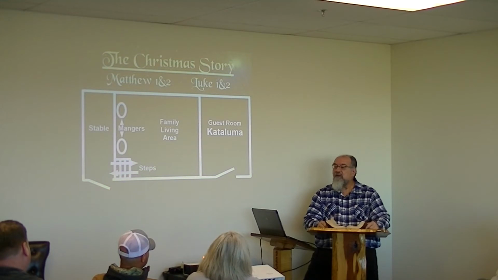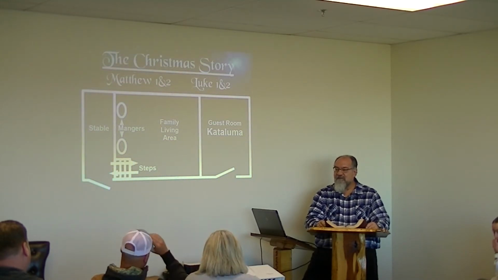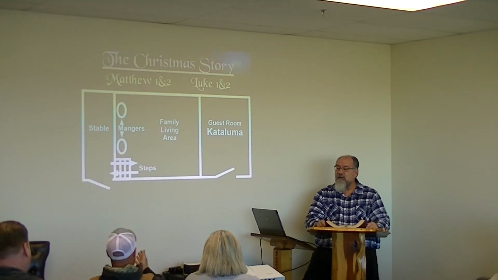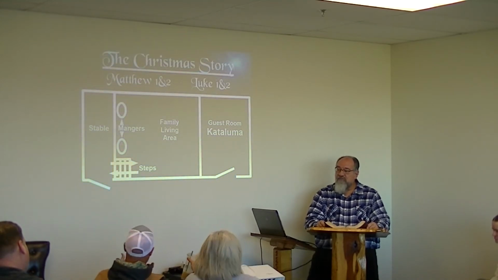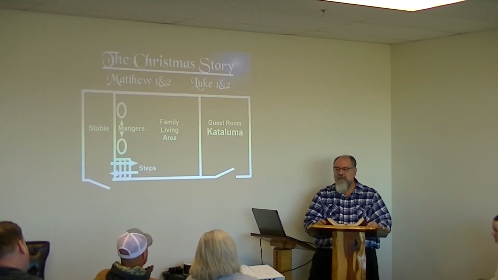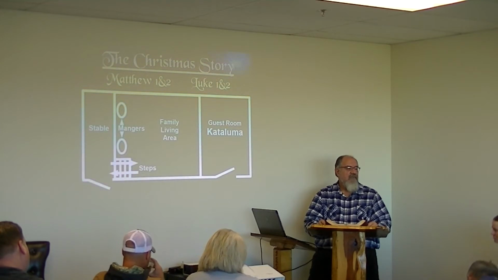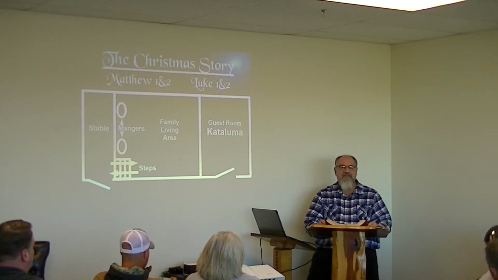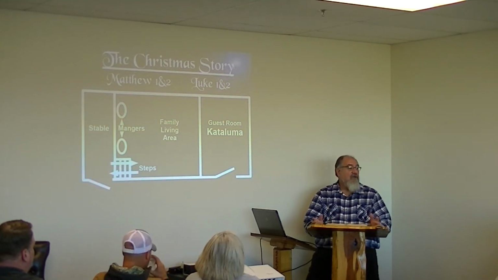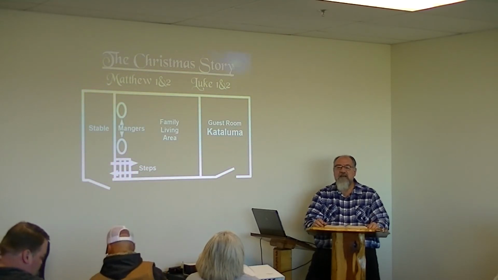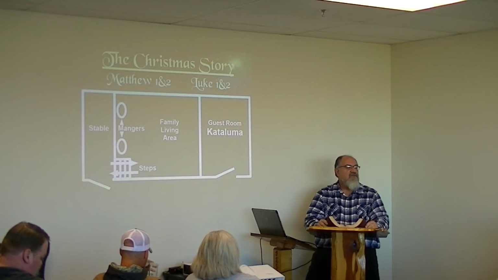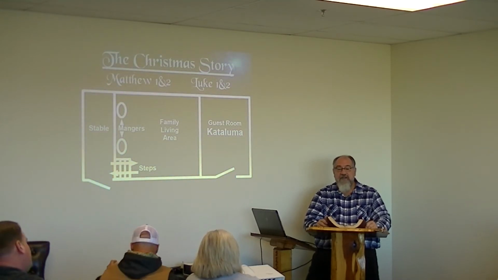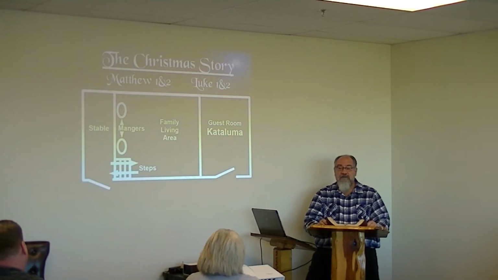Well, I want you to look at this house plan here. Picture this is the guest room where you walk up to it. This is a family living area that was raised up about this high above the ground. There were steps that went up to it. You entered down there on the ground floor. When I say ground floor, I mean ground, like dirt. Especially your prized livestock, like that special little lamb that you're going to save for Passover, were actually kept in the lower part. And the family lived in this area. And the guest room, the kataluma, was back up here.